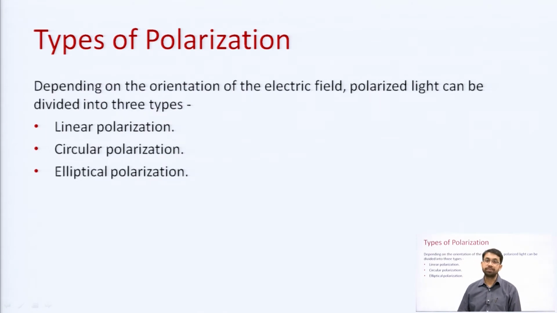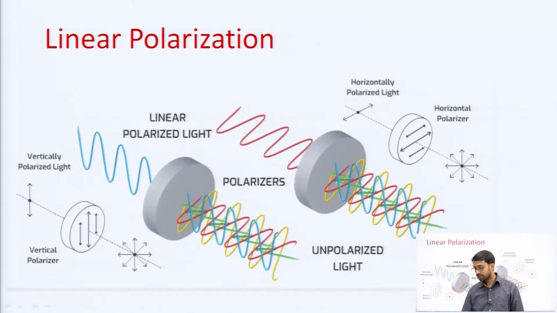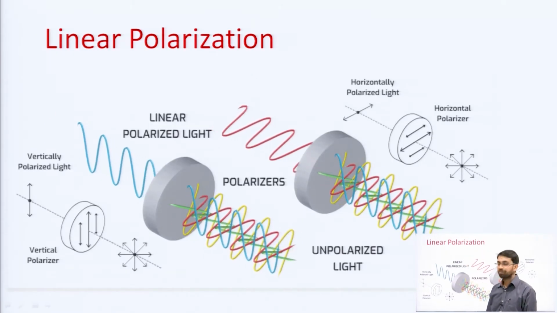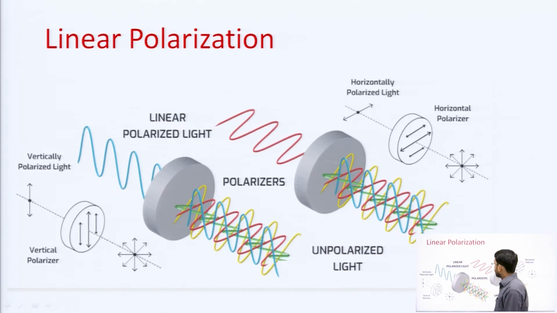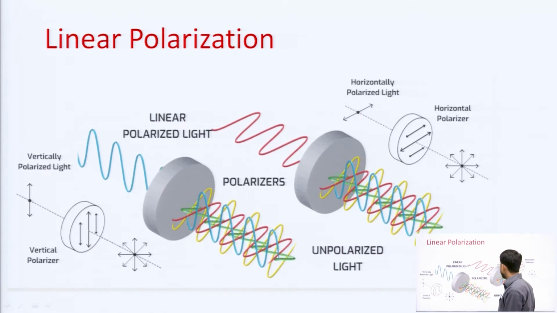So, now the types of polarization. Mainly there are three kinds of polarization: linear polarization, circular polarization and elliptical polarization. What is linear polarization? This is the diagram that shows linear polarization.